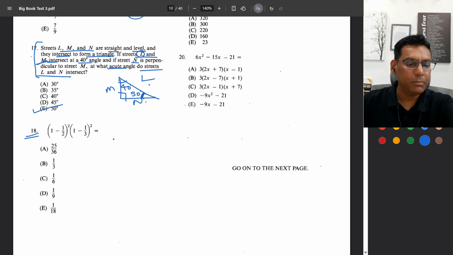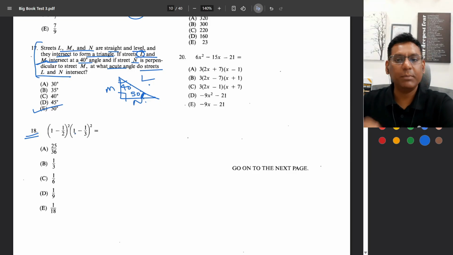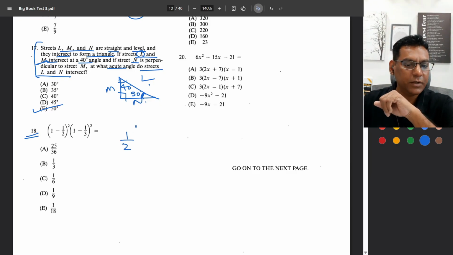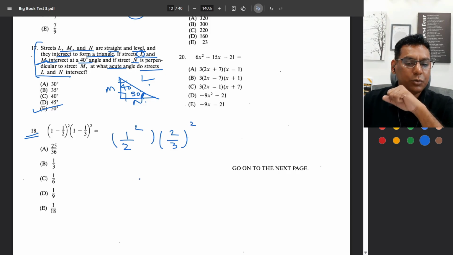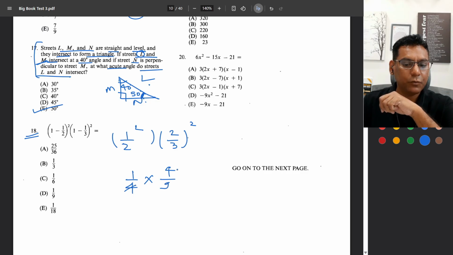Okay, question 18. 1 minus 1 by 2 square. What is 1 minus half? That is half. So we're talking about half square multiplied by 1 minus 1 by 3. What is 1 minus 1 by 3? 2 by 3. 2 by 3 square. So what is half square? 1 by 4 times what is this square? 4 by 9. So 4 gets cancelled.